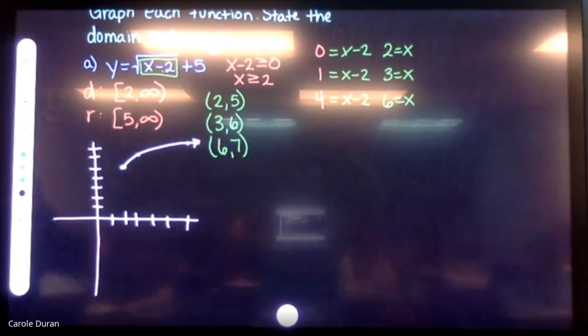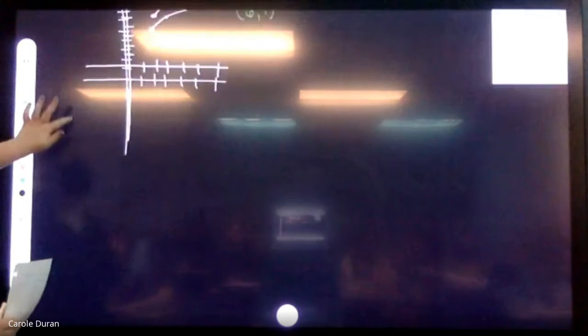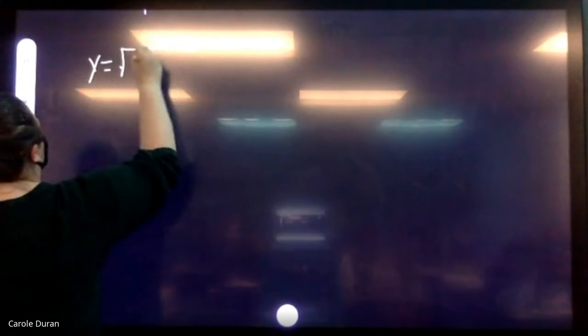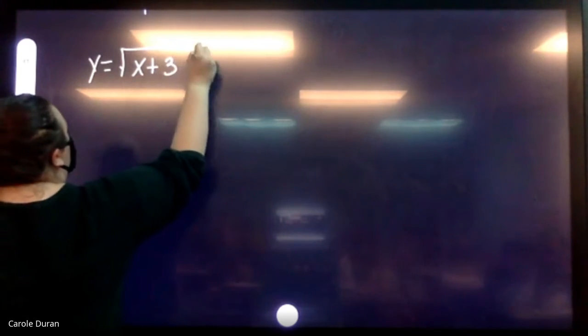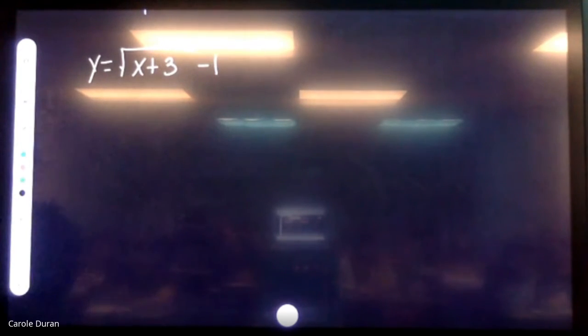Let's do another one. Your homework is primarily domain, range, and then graphing these, and then there's one inequality question, and that's it. So the next function I have is y equals the square root of x plus 3 minus 1. We're going to start with domain and range, and then we will graph it. On your own, I'd like you to find the domain and range.